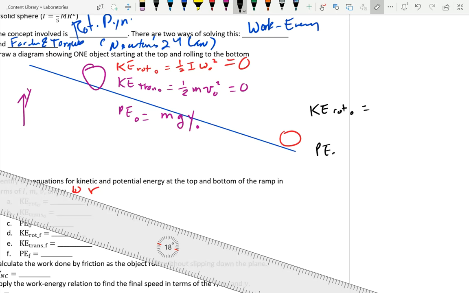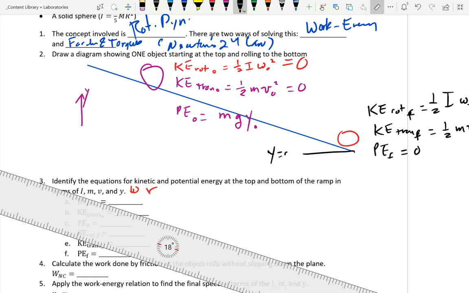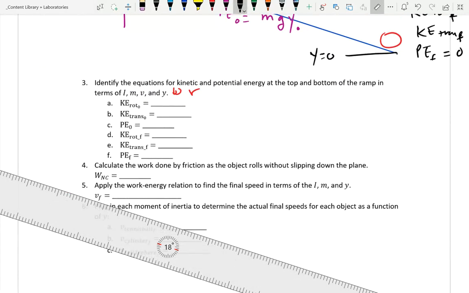One half I omega final squared. What's the translational? Okay, the potential energy final equals 0 was a statement made by Max. That's why I wrote it down when he said it. That's assuming that we use y equals 0 at the bottom. Okay, so I have all of those equations done.